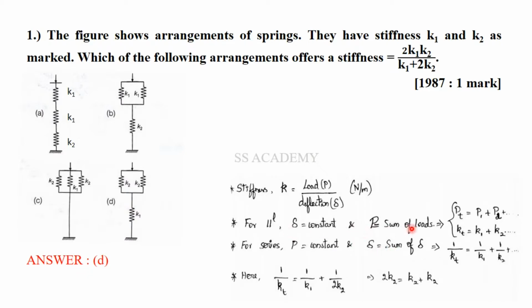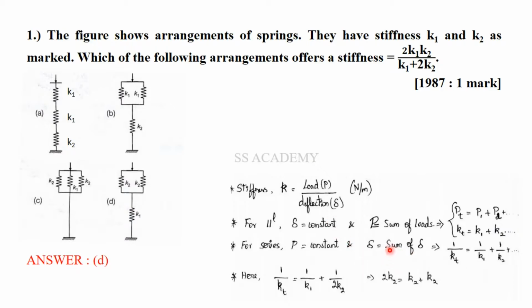Using these conditions, we can write PT, the total load on a parallel spring connection, as P1 plus P2, the total of the springs. For example, if there are two springs, you can write PT is equal to P1 plus P2. So from PT you can find the total stiffness. Total stiffness is given as load by deflection. So PT is equal to deflection into KT. Since deflection is constant, you cancel it out and you get KT is equal to K1 plus K2.